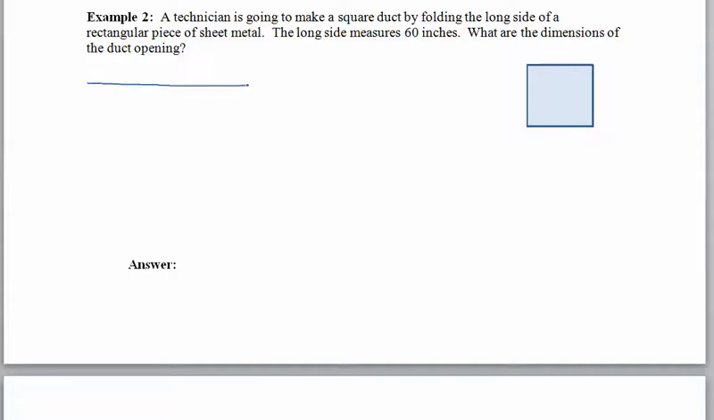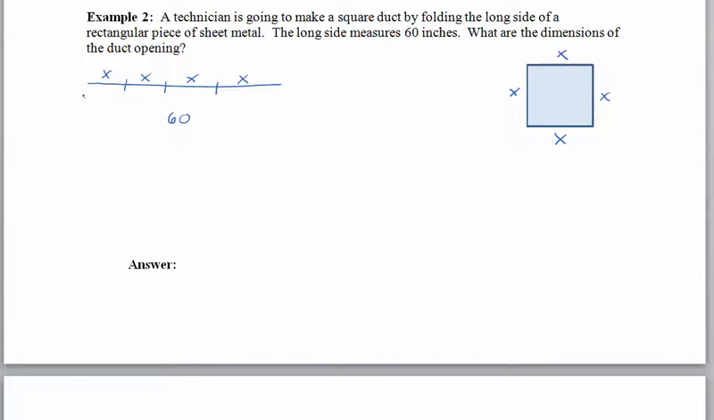So the long side here is supposed to measure 60 inches. And so we're going to fold it once here. That's going to become our left-hand side. We'll make a crease there. That's going to be the bottom. This portion here will become the right-hand side. And this portion over here will become the top. I don't know how long any of them are, but once it's folded, it's going to look like this. And we have x on each side of our square.